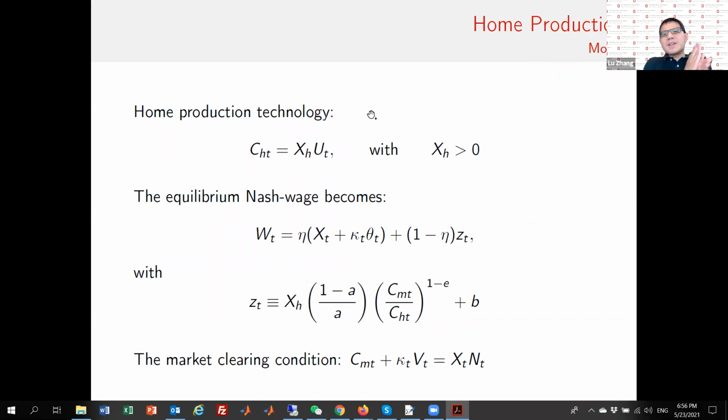For home production, we are using an AK kind of model. So home production is basically productivity times unemployment. That's how much, if you are sitting at home, you are engaging in home production. Because there's no direct evidence on productivity shocks in home production, we just assume home production productivity is a constant.